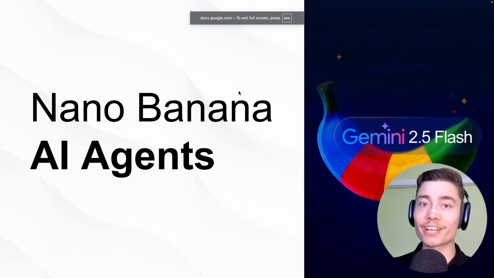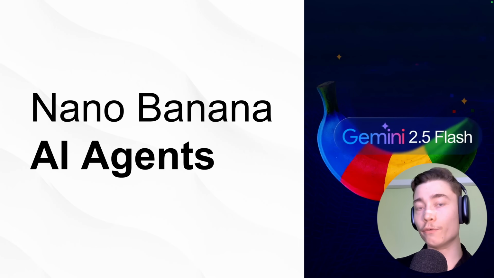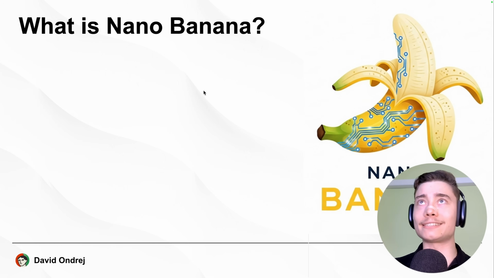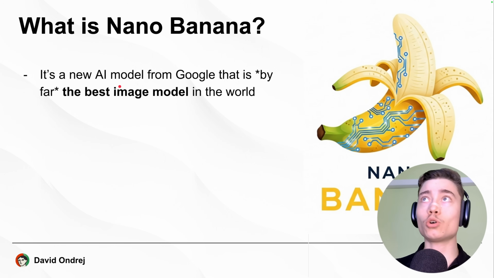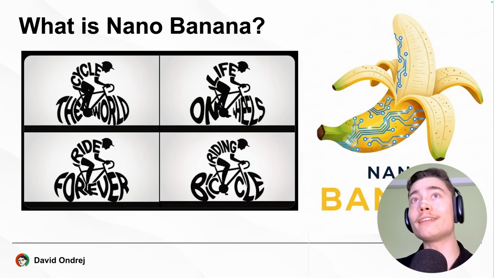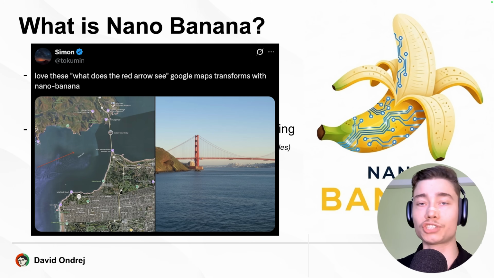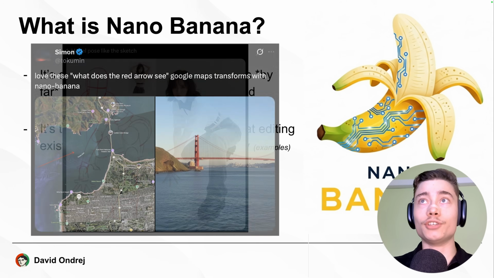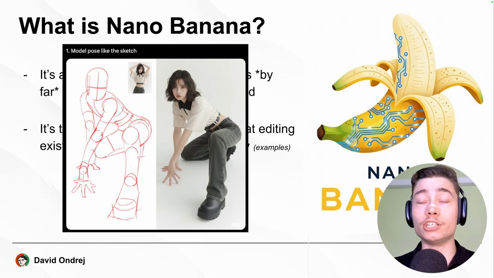My name is Ondrej, and here is how to build AI agents with Nano Banana. Now, what even is Nano Banana? It's a new AI model from Google that is by far the best image model in the world. It's the first AI model in history to be great at editing images with great consistency. I mean, look at these examples. The consistency and reliability is just incredible.